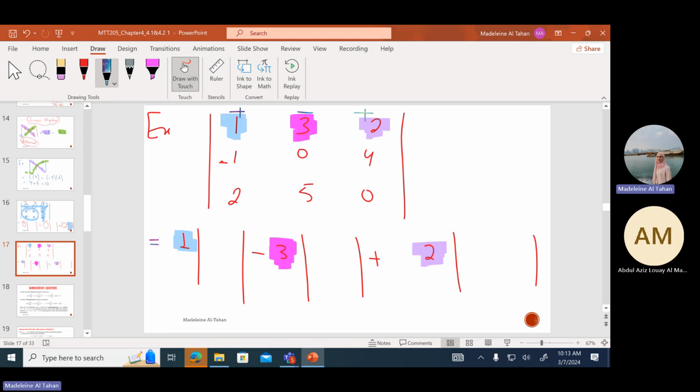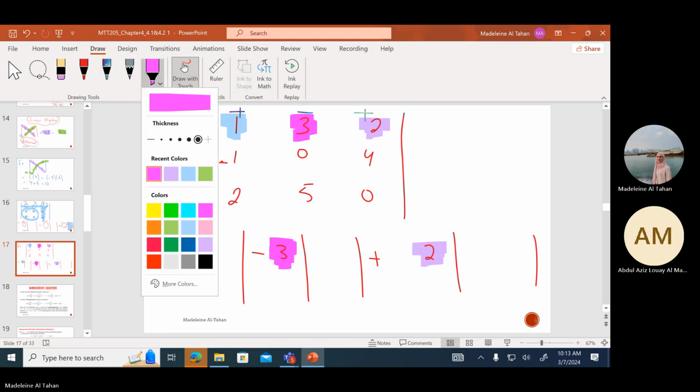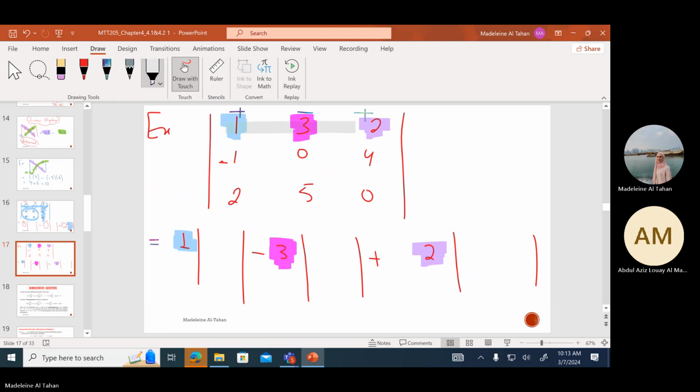For the first one, what should we cover? Cover the row. Guys, please look at that. Cover the row and cover the column. What are we left with? Where should we write it? 0, 4, 5, 0. We copy it the same.